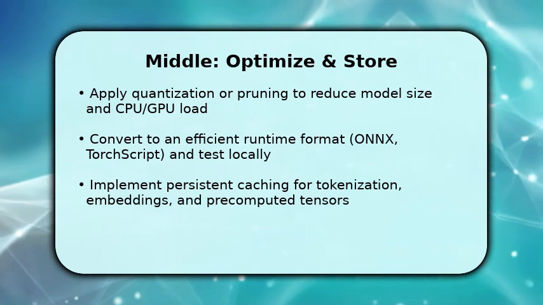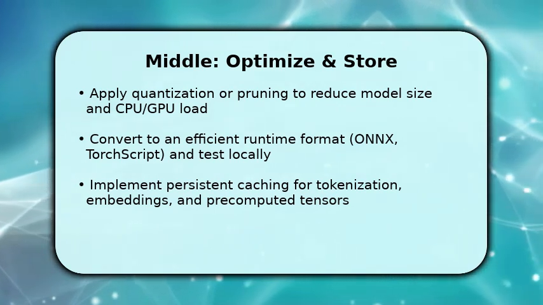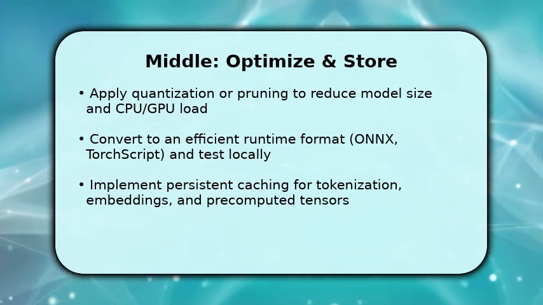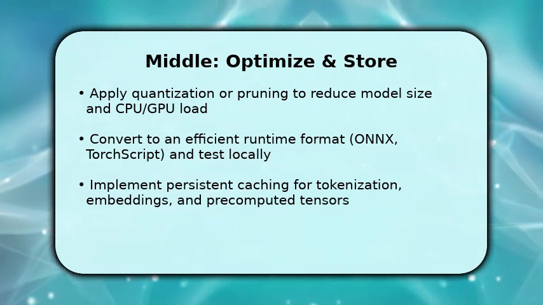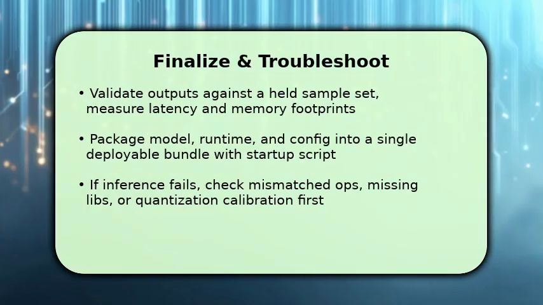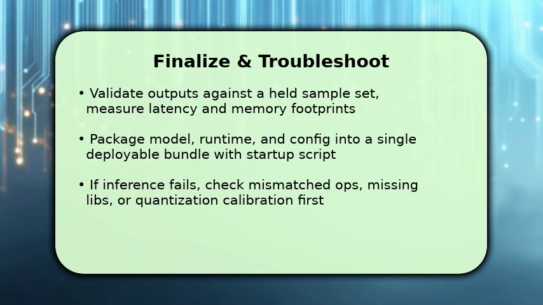Also set up persistent local caches for tokenization and pre-computed embeddings to avoid recomputation. This saves time and storage I/O and makes cold starts faster. Then finish by validating results and packaging everything into a deployable bundle so you can run truly offline.